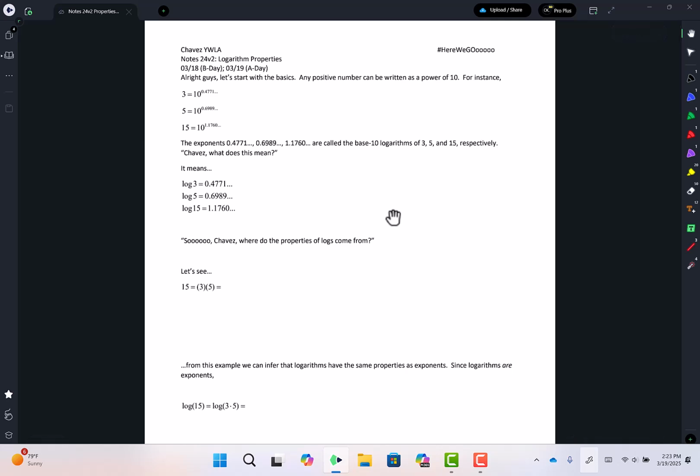Logarithmic properties. So that's all we're doing today. Logarithmic properties. Let's not be robots. Let's see where these rules come from. Relax, relax. We're going to have a good time. We're going to have fun.